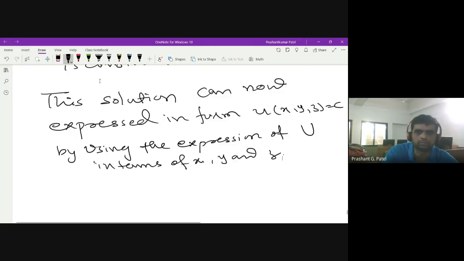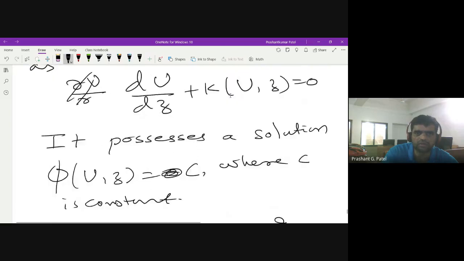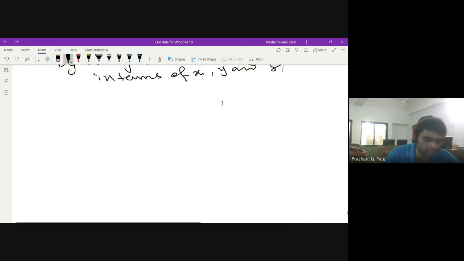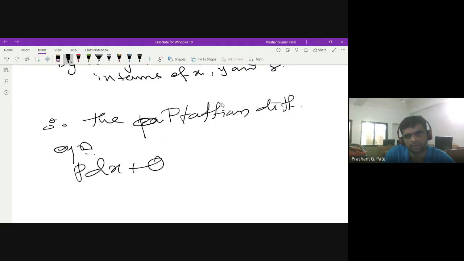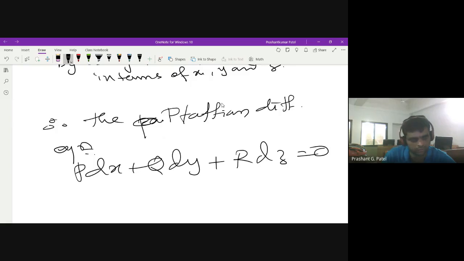And therefore, since this equation has a solution, our original equation, that means the Pfaffian differential equation p dx plus q dy plus r dz equal to 0, is integrable. And that completes the proof of this result.